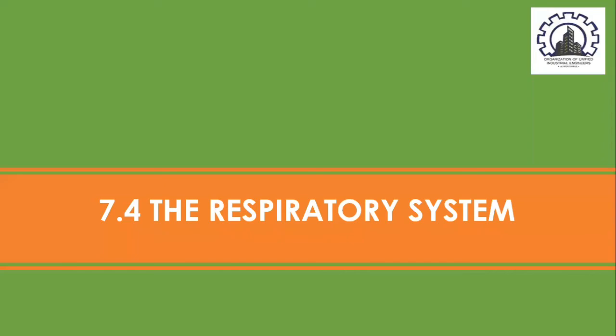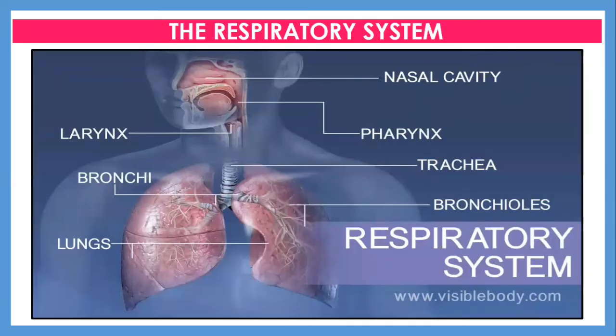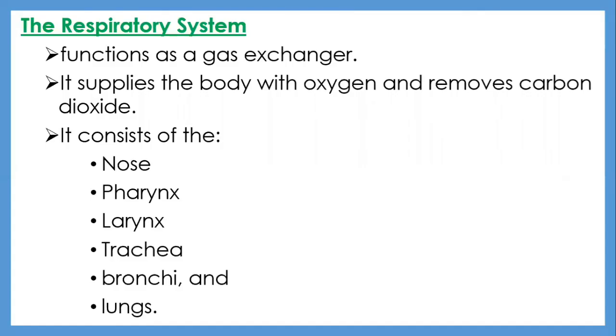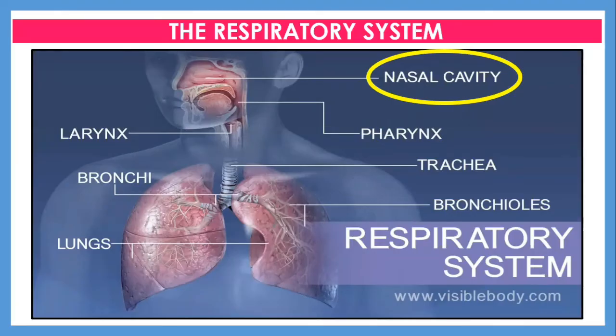So the next key area that we're going to be discussing right now, that would be the respiratory system. And this is how our respiratory system looks like. And remember, a respiratory system functions as a gas exchanger, okay? And it supplies the body with oxygen and removes carbon dioxide. It also consists of the nose, the pharynx, larynx, trachea, bronchi, and the lungs. So in the nasal cavity, the responsibility of the nose, it actually filters incoming air, warms and humidifies it, and tests for substances that may be harmful to the respiratory tract.